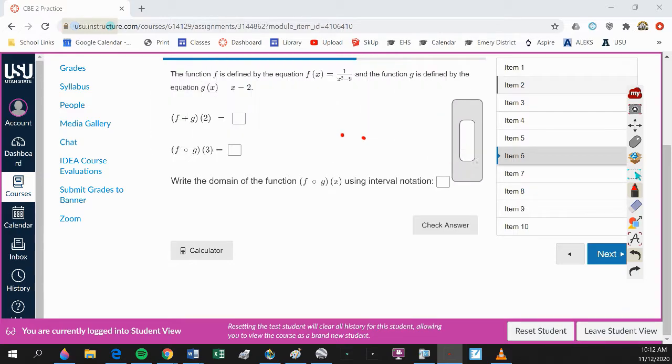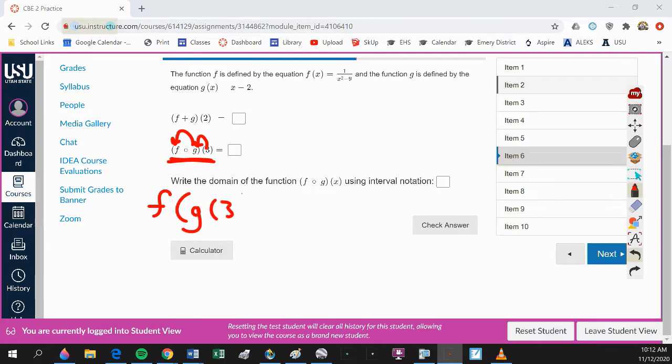The harder one is the composition. What does that mean? That means we're going to plug 3 into g, and then whatever answer I get, I'm going to plug that into f. Or I could plug the g function inside the f function and then plug 3 into the answer. But it's probably easier to do it the other way.